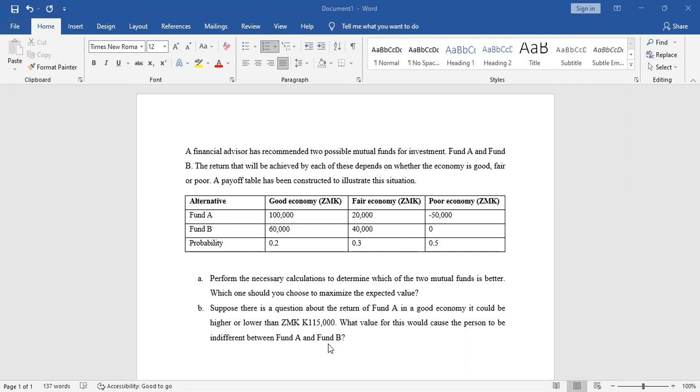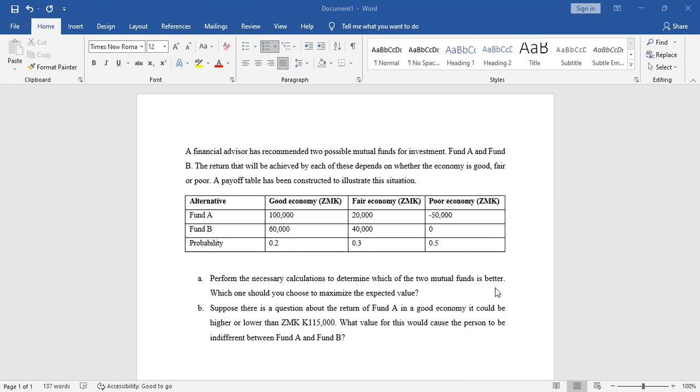Okay, so let's look at the expected values for this particular question. It's a short question, so I won't spend much time. A financial advisor has recommended two possible mutual funds for investment, Fund A and Fund B. The return achieved by each depends on whether the economy is good, fair, or poor. A payoff table has been constructed to illustrate this situation.